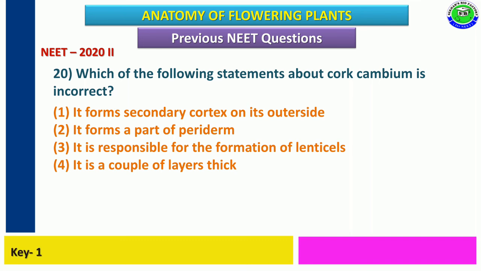In this, the incorrect statement is first option. So cork cambium never forms secondary cortex towards outside, but secondary cortex can be formed from cork cambium ring towards inside. It is called secondary cortex or phelloderm.